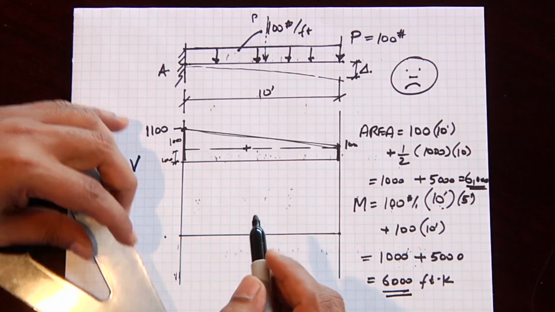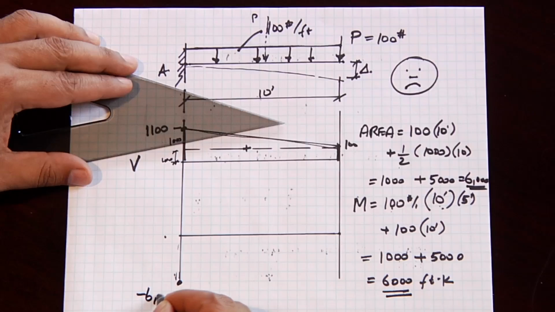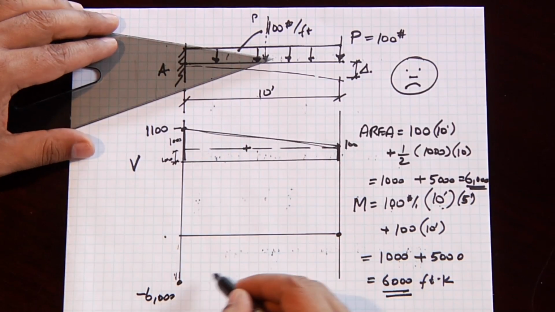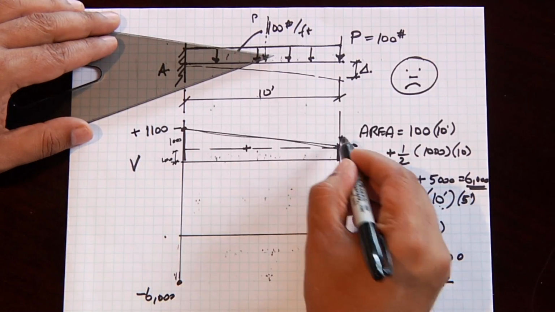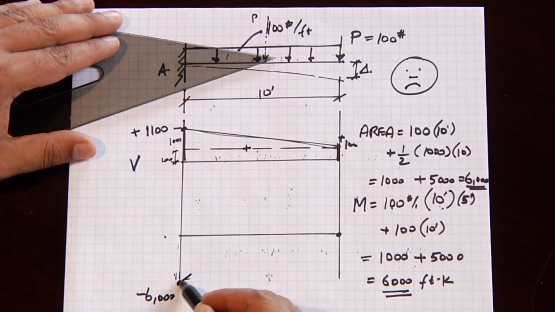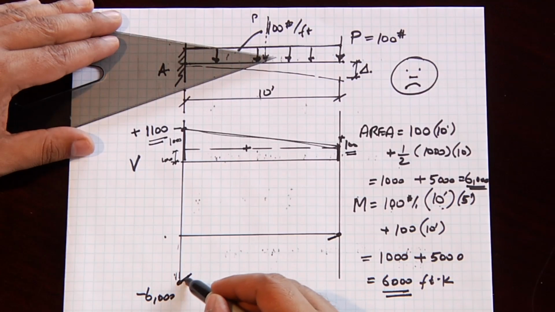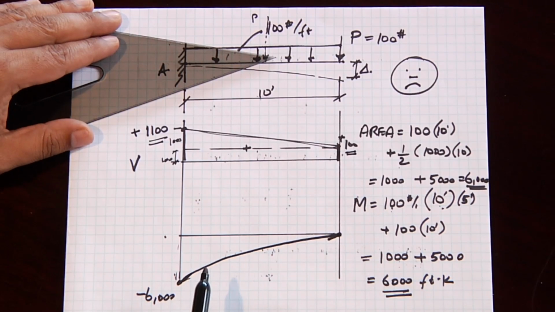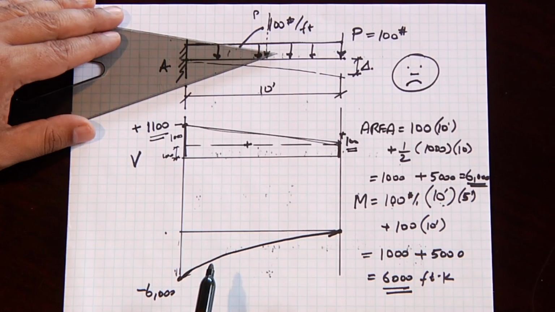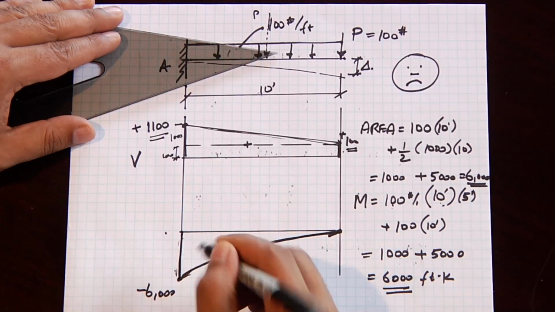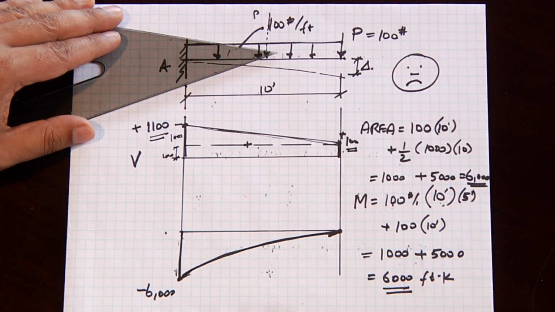So the moment diagram is going to start off at minus 6,000, and then it's going to end up at 0 because that's the area of this triangle. And the slope of the moment diagram is going to start off as positive, and it's going to end up as positive because the value of the shear diagram is plus 1,100, and this is plus 100, so the moment diagram is going to look like this. And this is a linear curve, and this is a second-degree curve. And that's our moment diagram. And that brings this module to a close. Thank you.